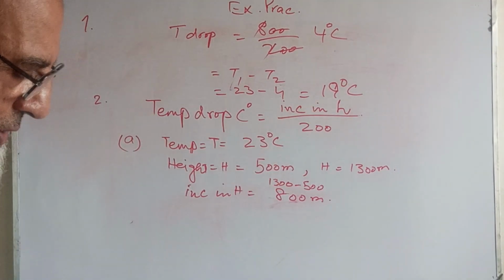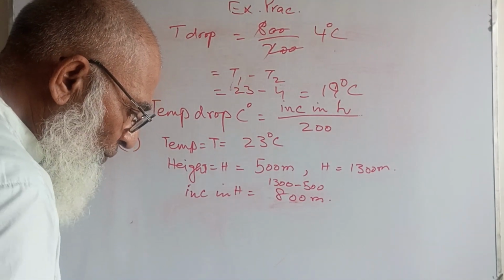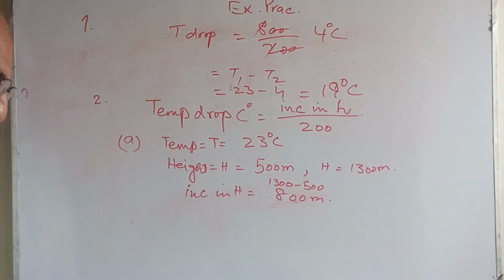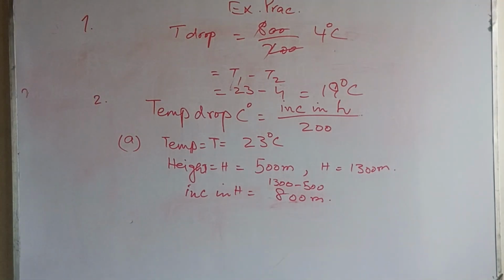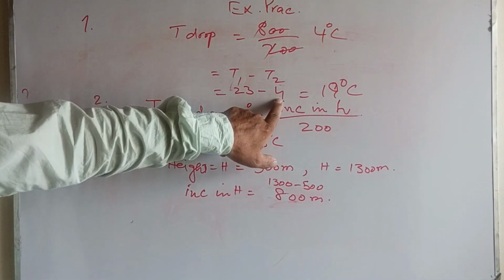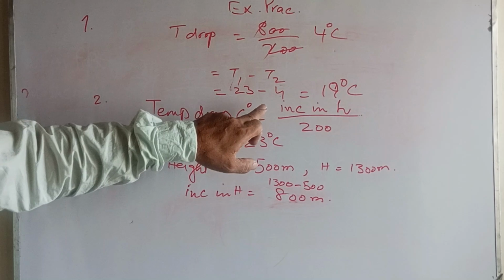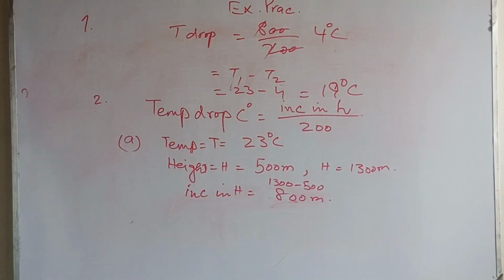Now this was your answer, and part B says how far would you need to climb to experience a temperature drop of 5 degrees centigrade. Now you see that we have experienced here a 4 degree drop. If we want to go to a 5 degree drop, so what will we do?